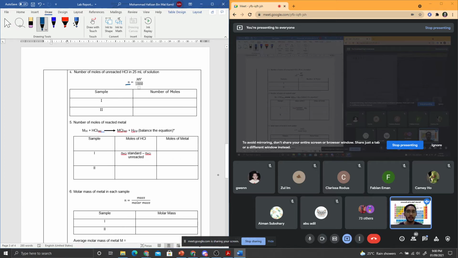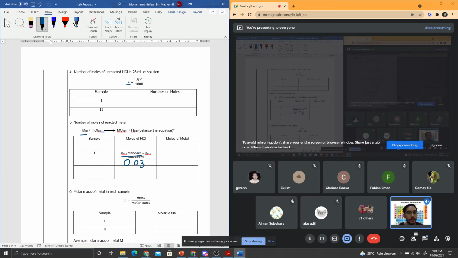Okay, and then the number of moles of reacted metals. So you nak tahu berapa banyak moles yang reacted metal. Okay, so first obviously you boleh tahu moles of hydrochloric acid, which is moles of HCl standard tolak dengan yang unreacted yang tadi, yang from the back titration tu. So you dapat the amount of moles yang reacted. So bila you dah dapat, contohlah this is 0.03 contoh. Okay, macam mana nak dapat moles of metals?